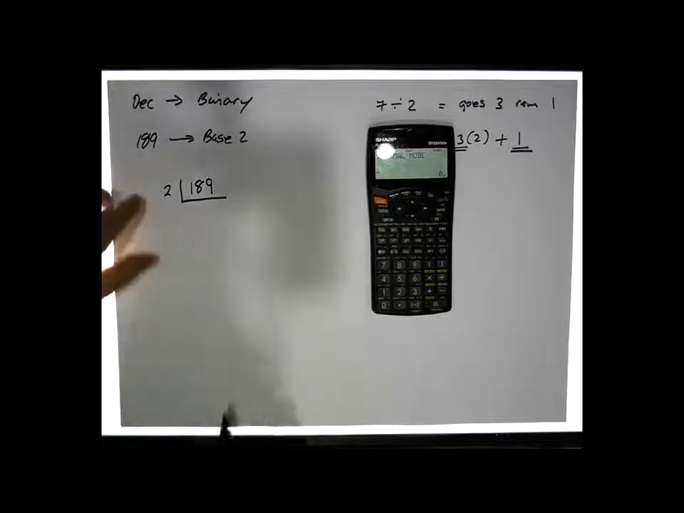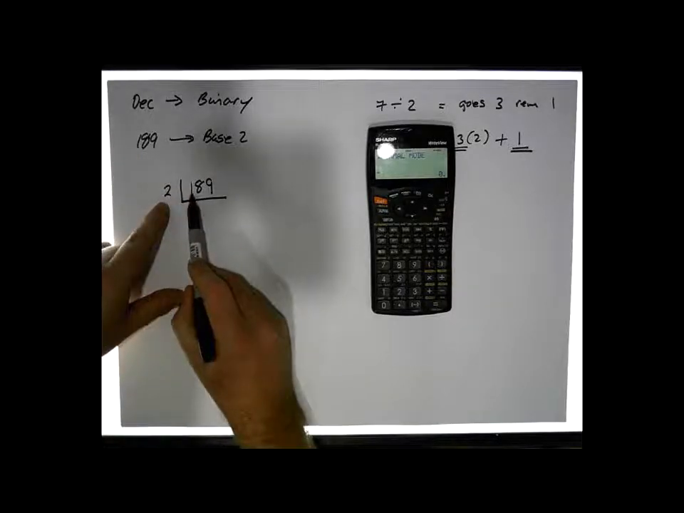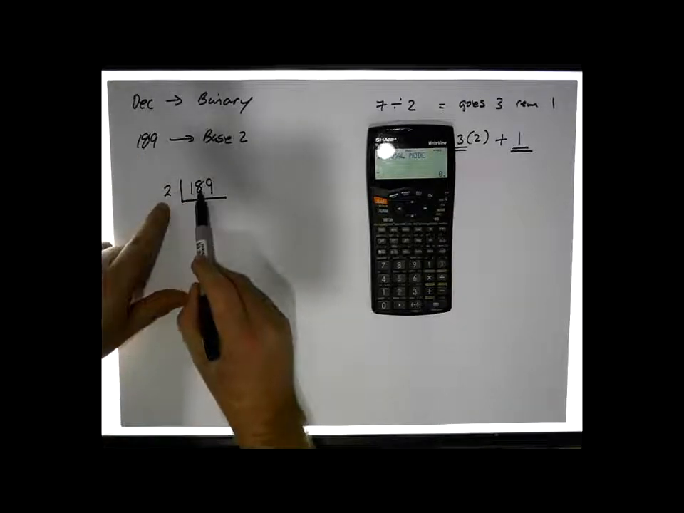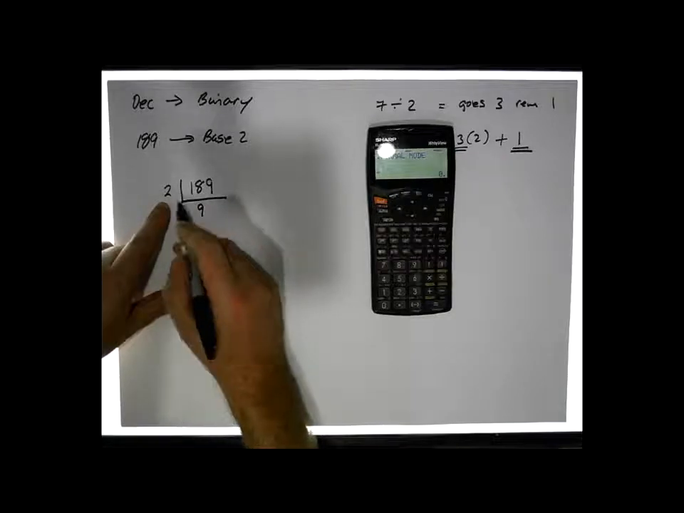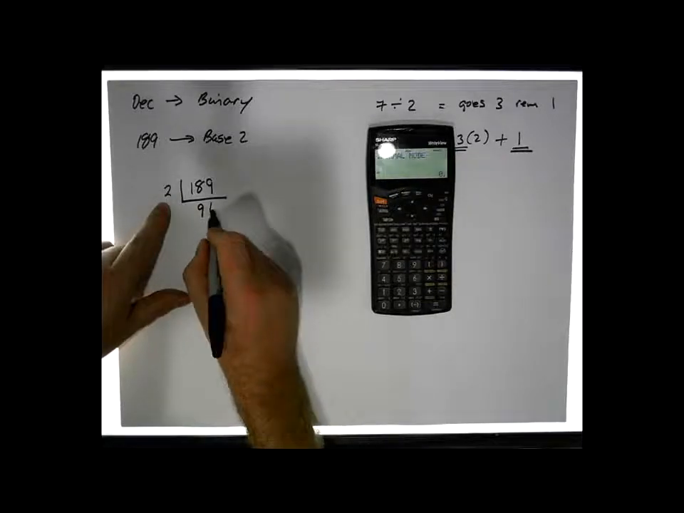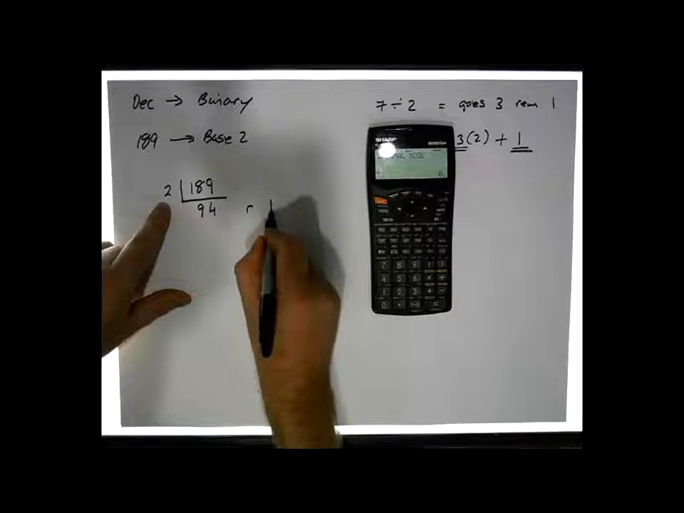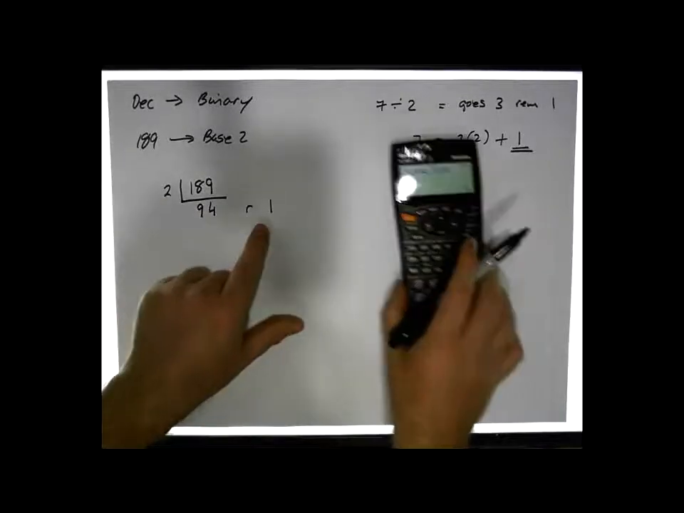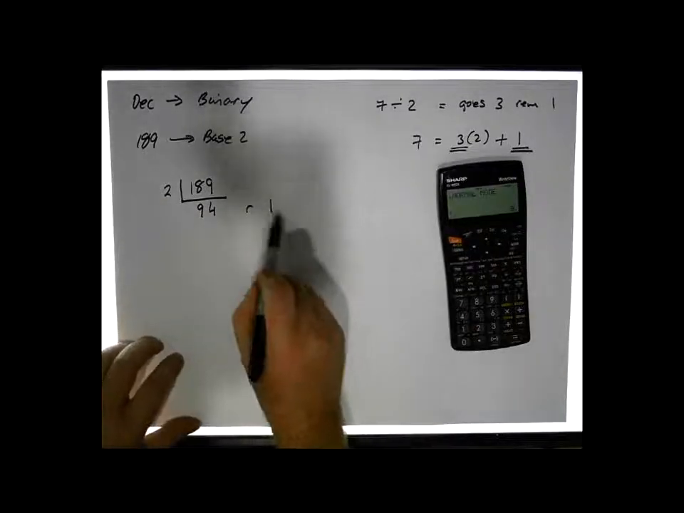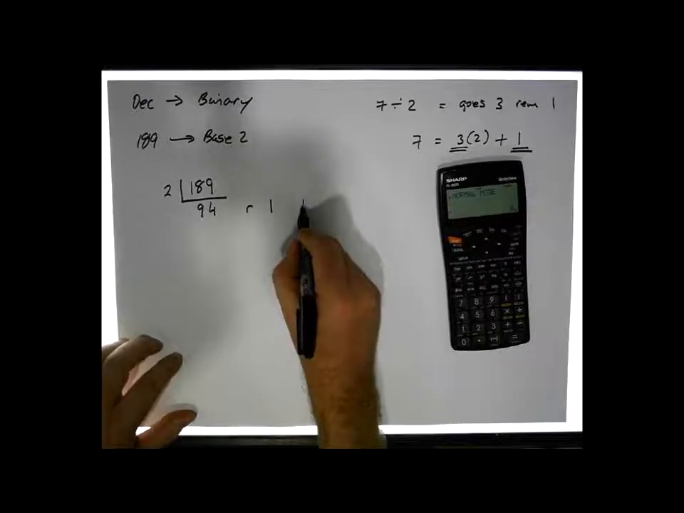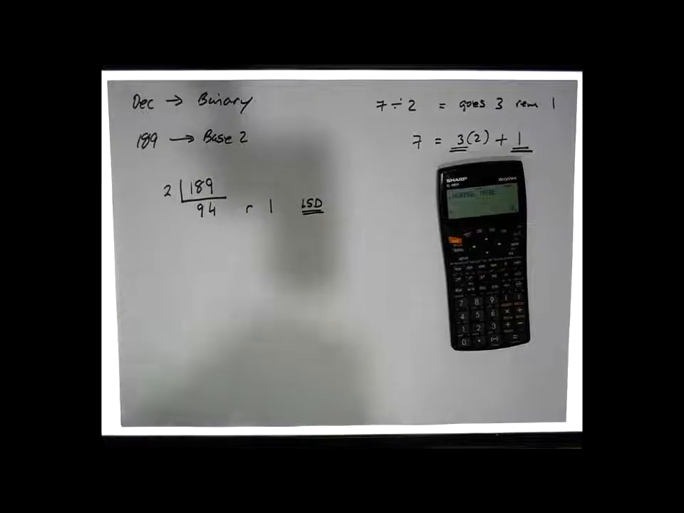So you think about it. 2 into 1 won't go. 2 into 18 goes 9 times. 2 into 9 goes 4 times with a remainder of 1. So this is my first remainder. This is important. This is what's known as my least significant digit. We'll get back to why that is the case later on.